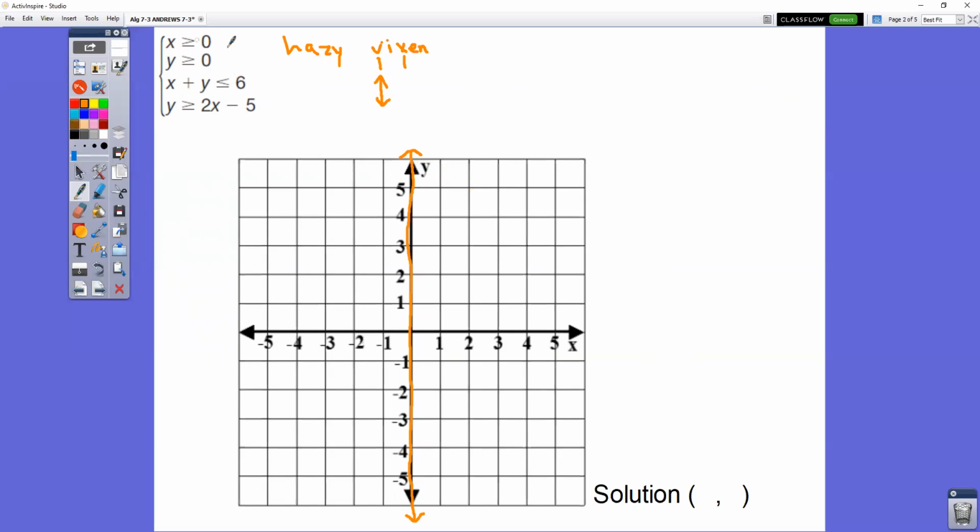We want all the numbers that are bigger than 0, so the ones that are bigger than 0 are going to be on the right-hand side right here, because those numbers are all bigger than 0.